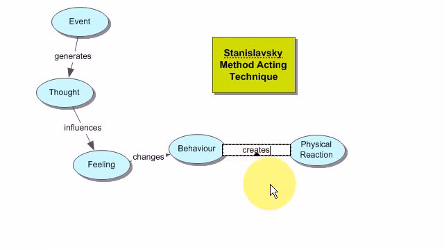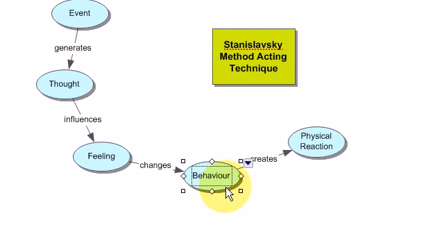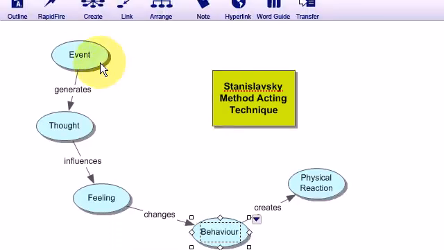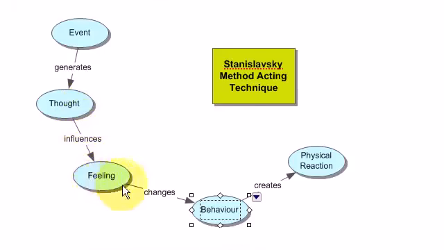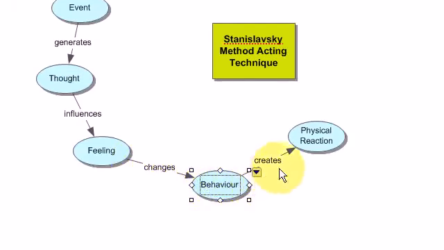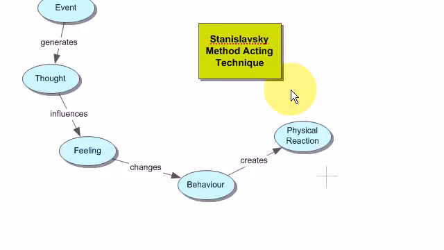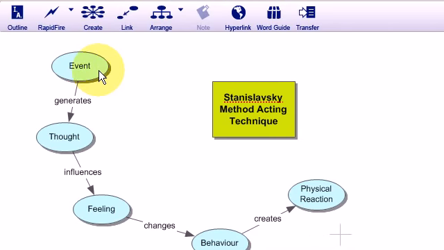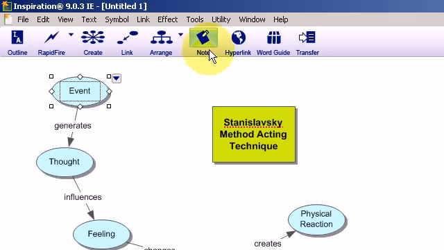So just to summarize in terms of my method acting. Event can occur in real life, which generates a thought, which influences a feeling, which changes a behavior, and which creates a physical reaction. Now, if I want to add in notes for each of those concepts, I would go up and press the first concept, and press Note.